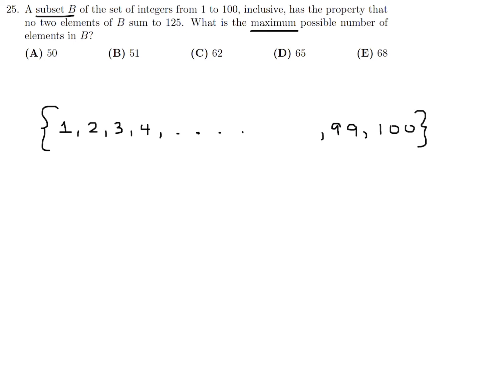And the rule is that when you finally do figure out what B is, that subset, no two numbers in that subset can be equal to 125 in terms of their sum when you add them up. All right, so for example, if one of them was 100, we can't have a 25. If one of them was 99, you couldn't have a 26.